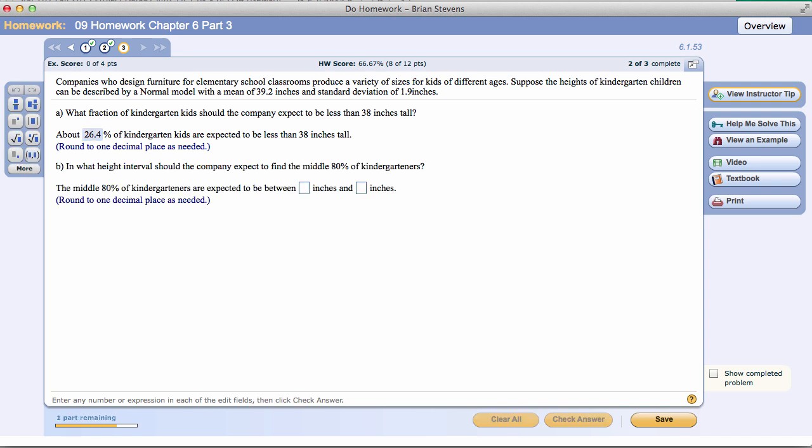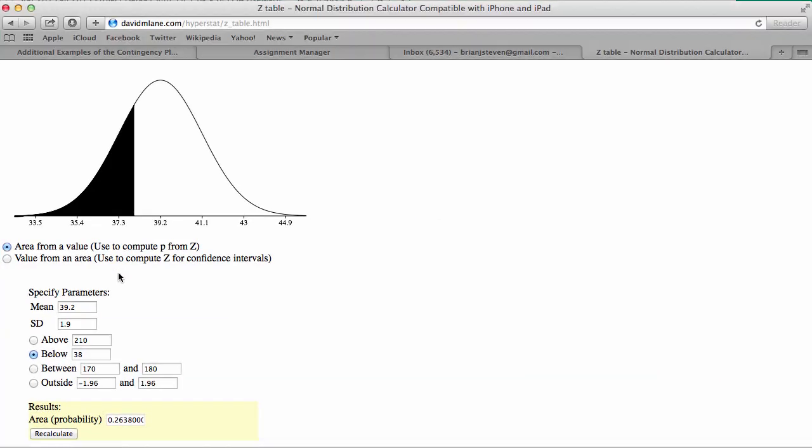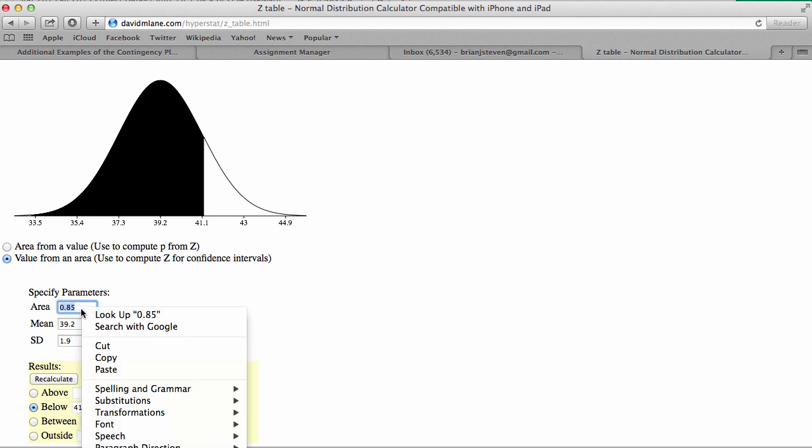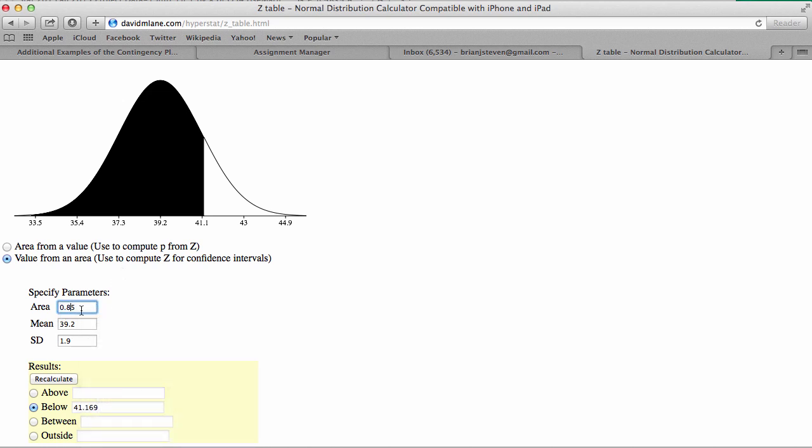In what height interval should the company expect the middle 80%? So switching over between the applets. Now you could do this one on the calculator by getting the 10th percentile and the 90th percentile. Let's just look at that right here. The middle 80% would start at the 10th percentile and go to the 90th because there's 80% in the middle. That works, but you would just use the inverse norm. But it's much easier to do it on the applet. But getting some practice and drawing this out will get you ready for the test.